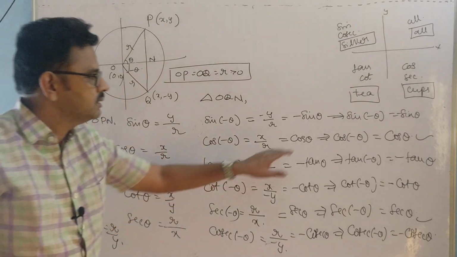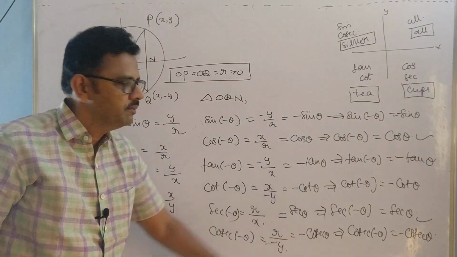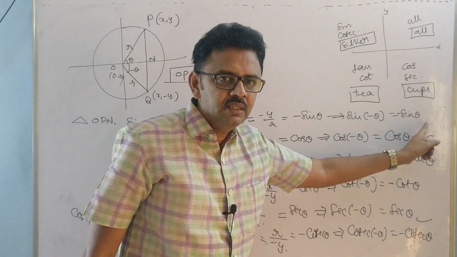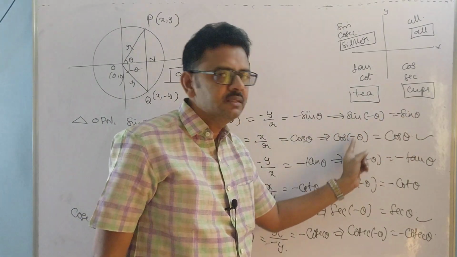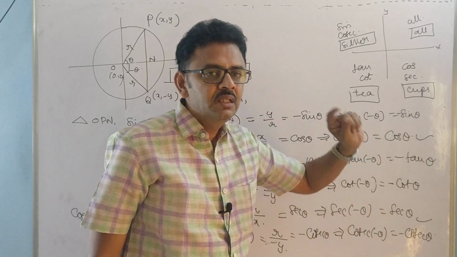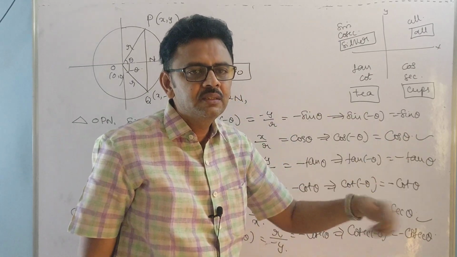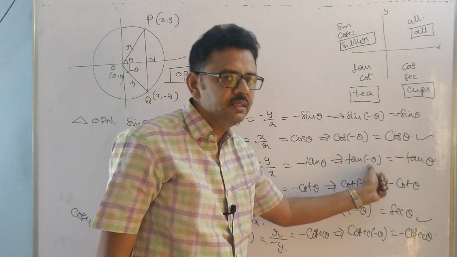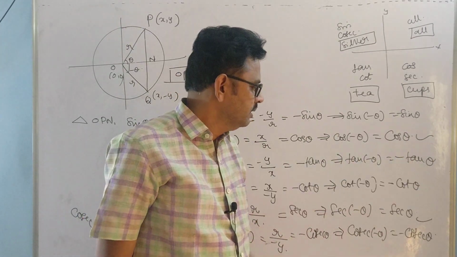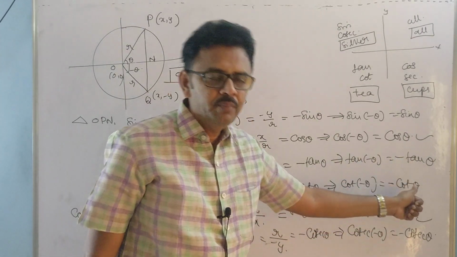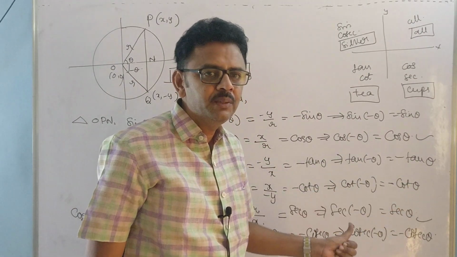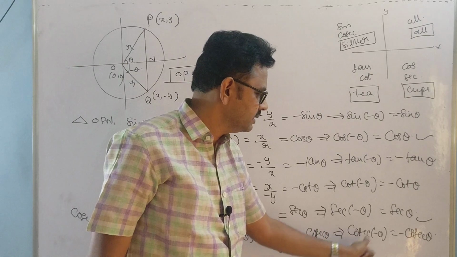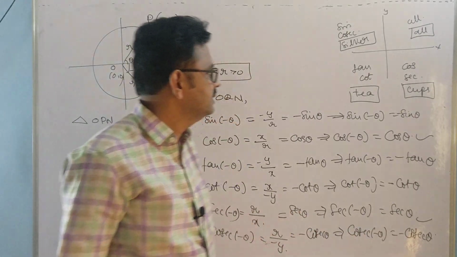So these formulas are very, very important while solving the problems. Sine of minus theta equal to minus sine theta, and cos of minus theta equal to cos theta. That means cos of minus 30 degrees is equal to cos 30 degrees. Tan of minus theta equal to minus tan theta. Cot of minus theta equal to minus cot theta, and secant of minus theta equal to plus secant theta, and cosecant of minus theta equal to minus cosecant theta.